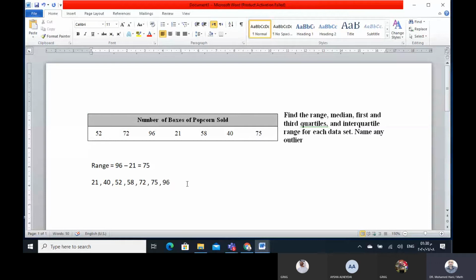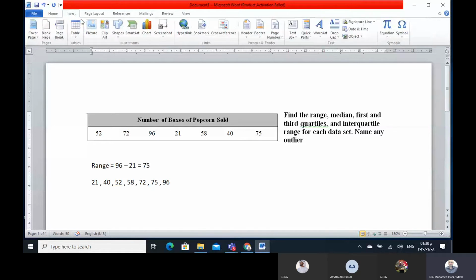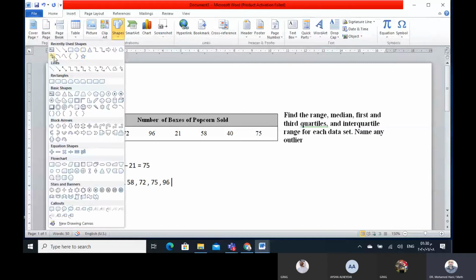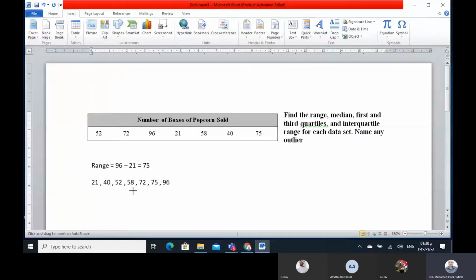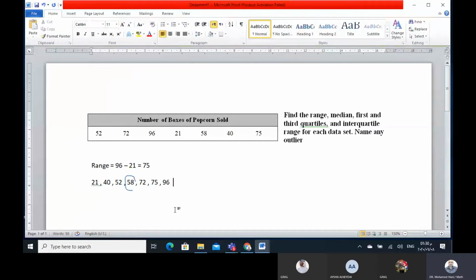Always after you order the data, please check the numbers in the data before the order and the data after the order to know if you have a missing value. After the order, now find the median. Here we have 7 numbers, which is odd, so take the number in the middle. So this is the median. So the median will be 55.